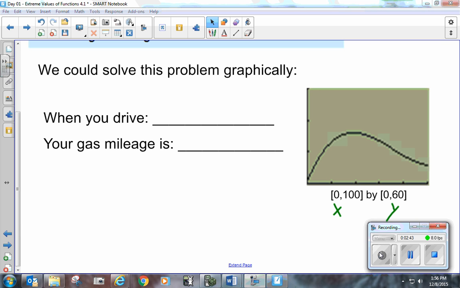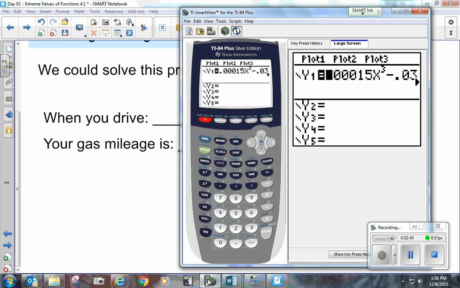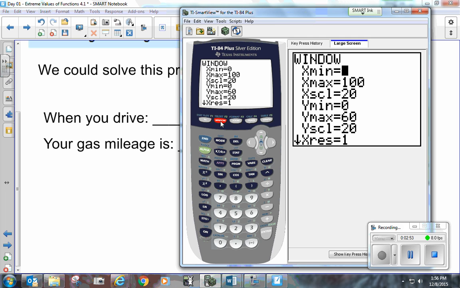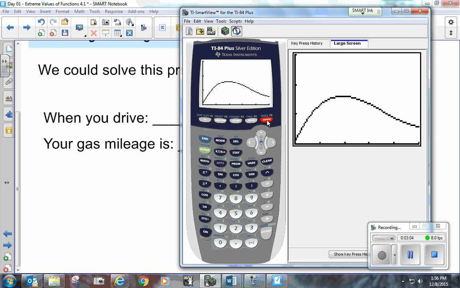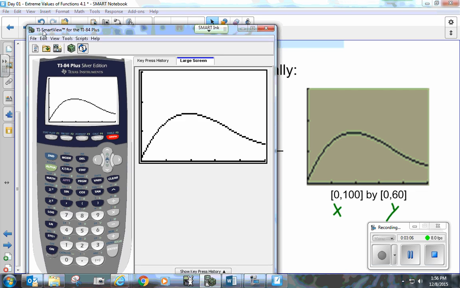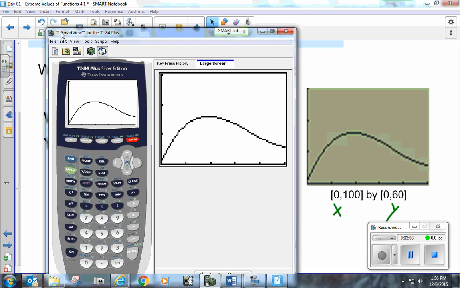So I went ahead and I put this in my calculator. Here's the equation. I typed it all in. And my window, again, I made it from 0 to 100 on the x. I went by 20s. And then from the y min and max, I will go from 0 to 60. And again, the scale by 20s. And when I graph it, well, I should do the same thing for the notes because I pulled that problem from the notes.